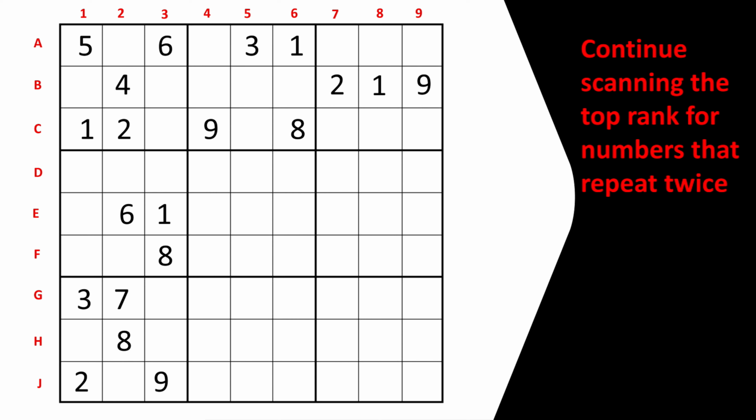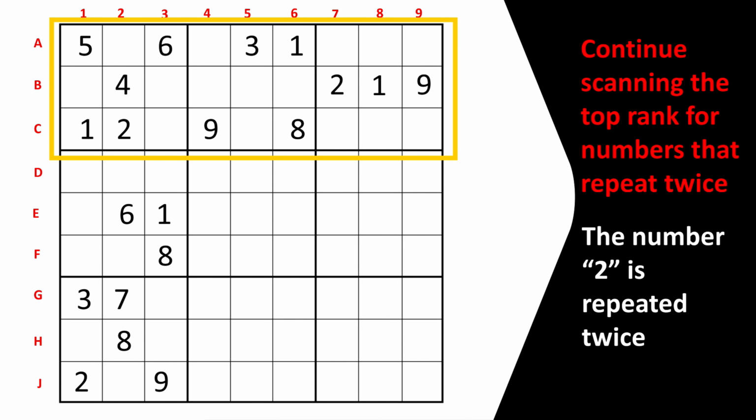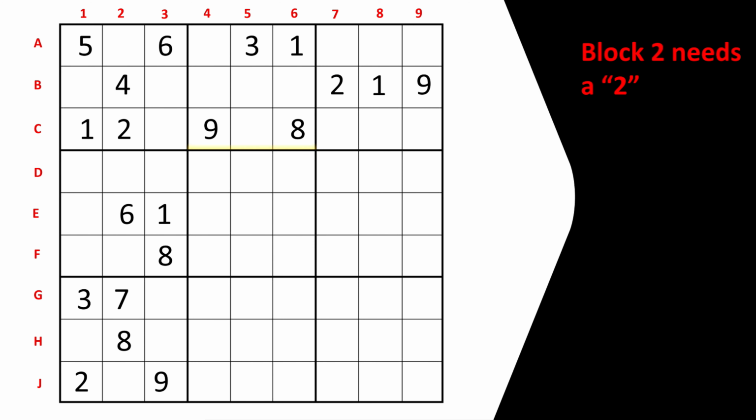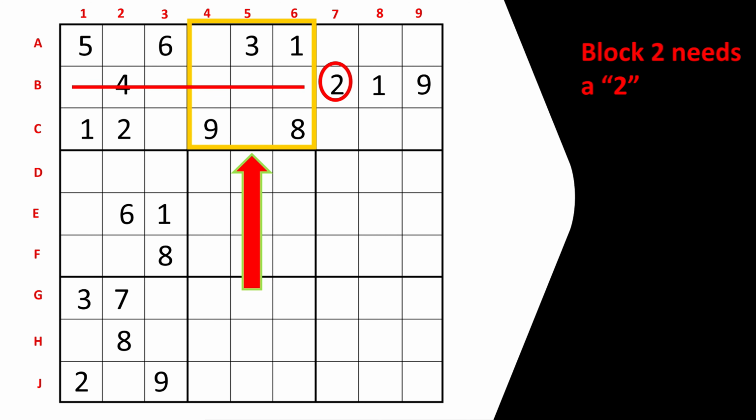If we continue to scan the top rank for the numbers that appear twice, you can see the number 2 appears twice. Now, using the same logic we just used to place the number 1, do you see where the number 2 should go? We know it needs to be placed somewhere in block 2 since blocks 1 and 3 already have the number 2. And we know that it'll be in row A since rows B and C already have a 2. So the only place a 2 can go in block 2 is here in row A, column 4.